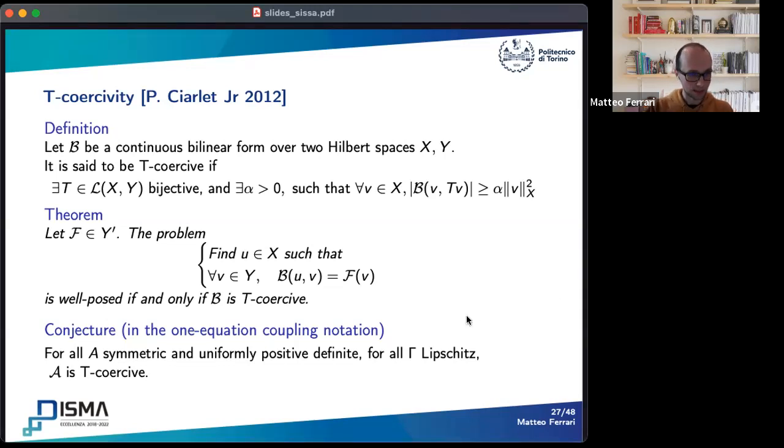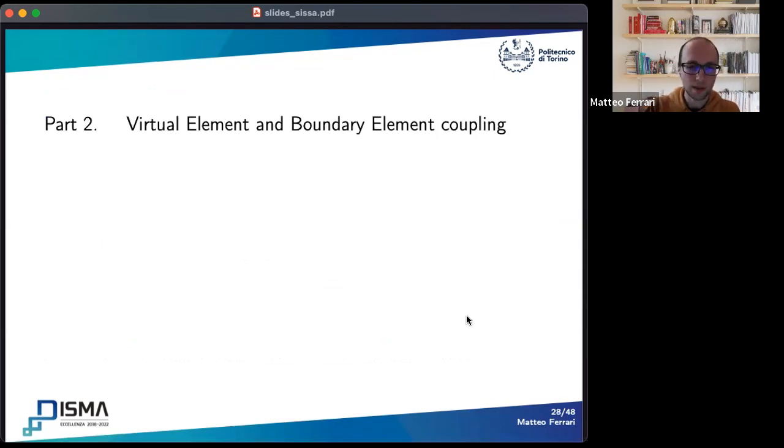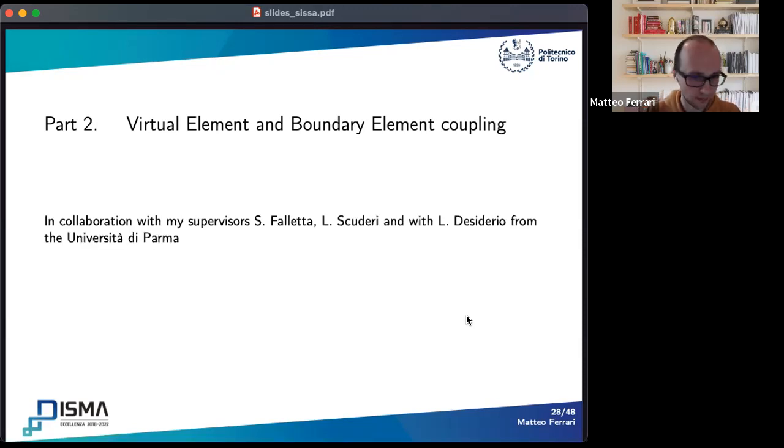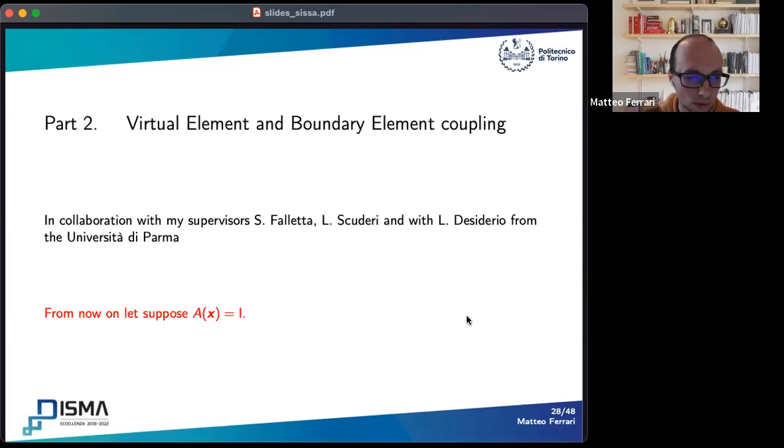Okay, now we start the second part. This was about the stability. In the second part, I will propose a numerical scheme to discretize this coupling by means of the virtual element and boundary element method. The following is based on works in collaboration with my supervisors and with Luca Desiderio from the University of Parma. And for simplicity here, I will suppose A, the diffusion matrix, equal to identity. Everything can be done more in general, but the discrete setting changes, it is more complicated. So from now on, A equals identity.